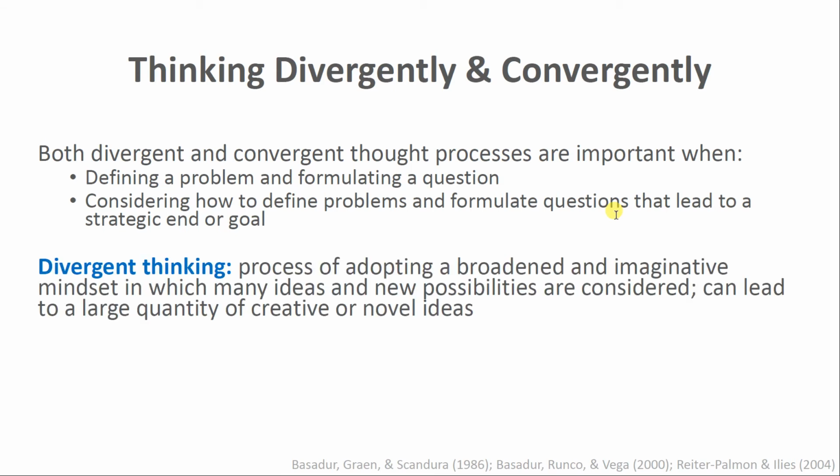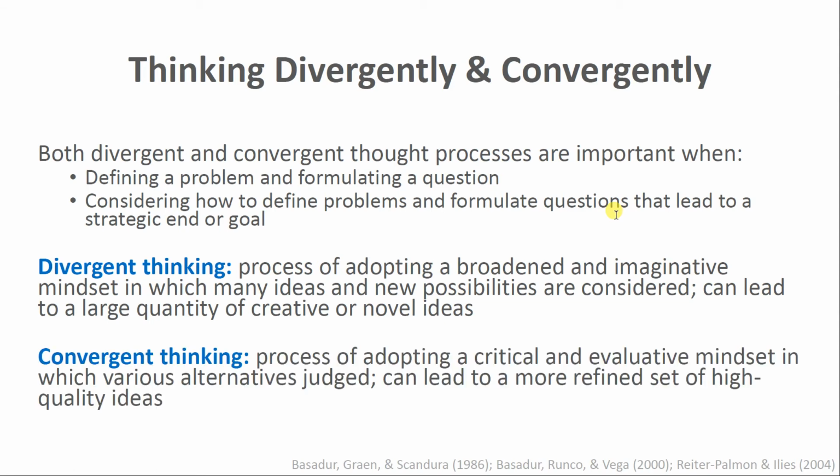So divergent thinking is the process of adopting a broadened, imaginative mindset in which many ideas and new possibilities are considered. And this can lead to a large quantity of creative or novel ideas. So one way to get yourself into this mode of divergent thinking is to engage in positive affect or to try to prime yourself to feel joyous or happy, as broaden and build theory by Fredrickson would suggest that this will lead us to this more expansive way of thinking that's more consistent with divergent thinking.